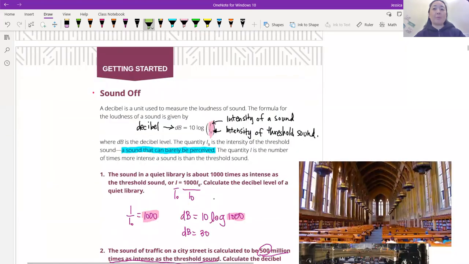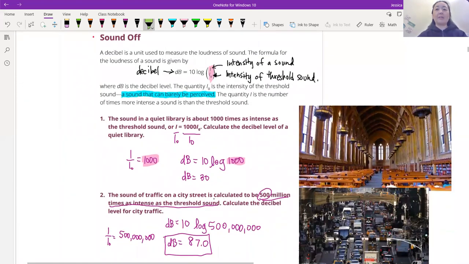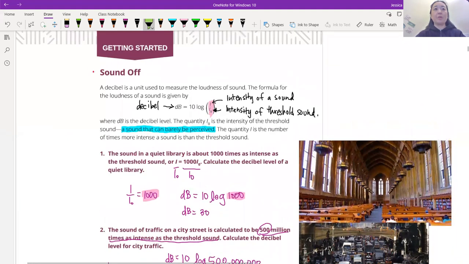So now on to some real world things. Here are some pictures that I took off the web. This is decibels. So basically a decibel is used to measure how loud a sound is, right? That's how we measure that. And this is the equation for that. So dB, decibels, equals 10 times the log of I over I0. So I is the intensity of the sound, and I0 is the intensity of the threshold sound. Okay, does that make sense?